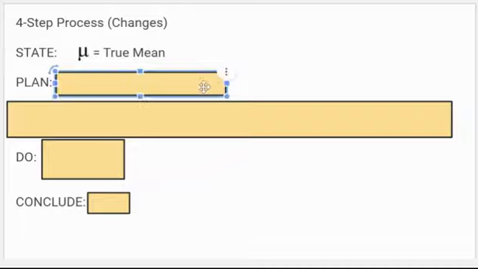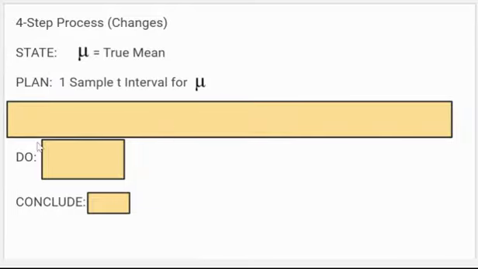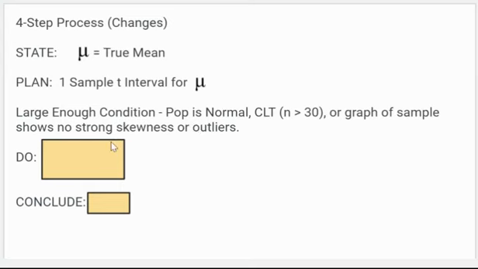When we go through our plan, the name of the procedure is different. So instead of a one sample z interval for a proportion p, it's a one sample t interval for mu. It's important to use mu, a one sample t interval for mu. So make sure that you use t and make sure that you're using mu. Then the only condition that is different is our large enough condition. We've already talked about that a little bit. So there are the things that you check for the large enough condition.